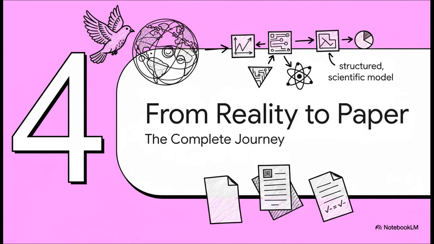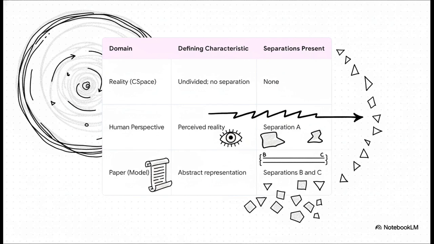So let's just step back for a second and put it all together. Let's look at this whole journey from a bird's eye view. We start with this unified, messy reality, and through a series of very deliberate cuts and separations, we build a structured, clean, scientific model. And this table just lays it all out, nice and clean. You've got reality, or C-space, with zero separations. Then, the human perspective comes in and introduces that first perceptual cut, separation A. And finally, the scientific model on paper formalizes everything with 2 more cuts, separations B and C. The whole journey is just one of increasing division for the sake of understanding.